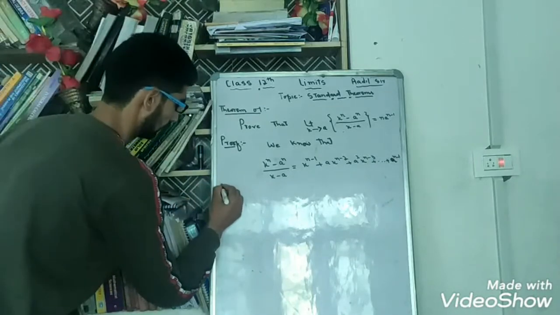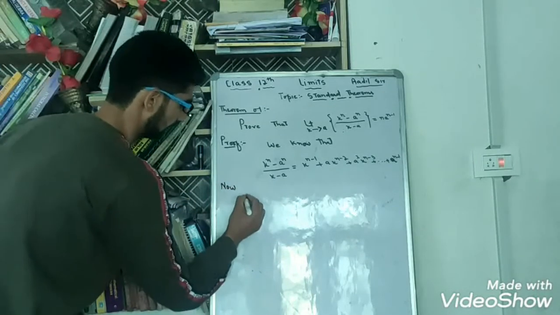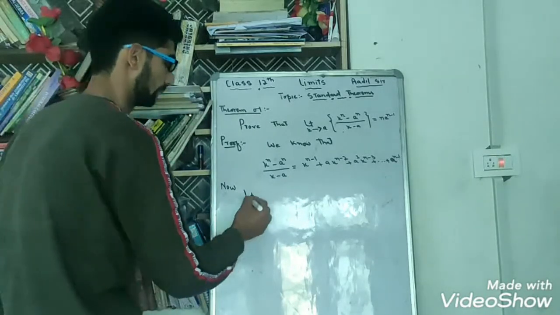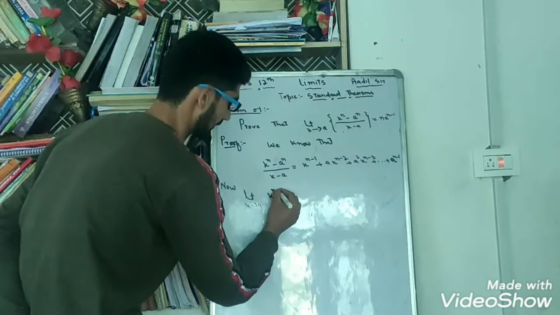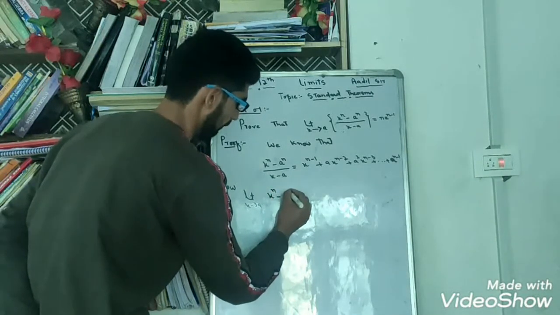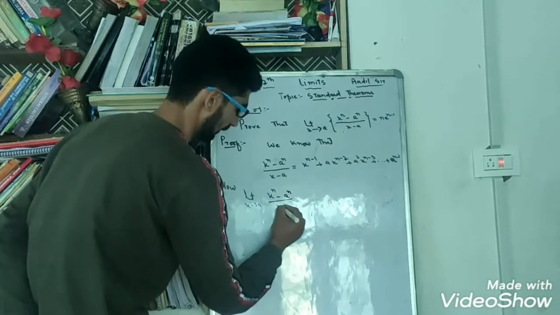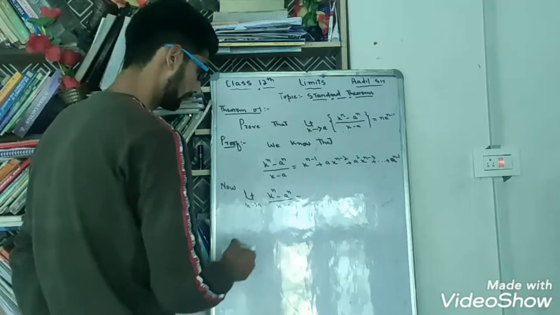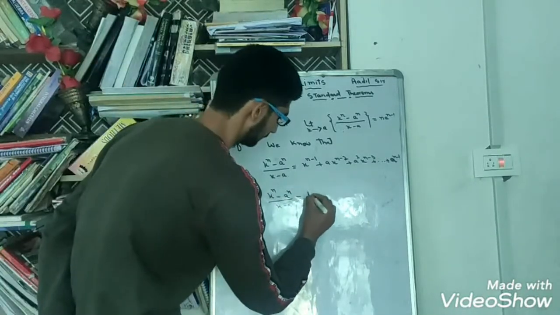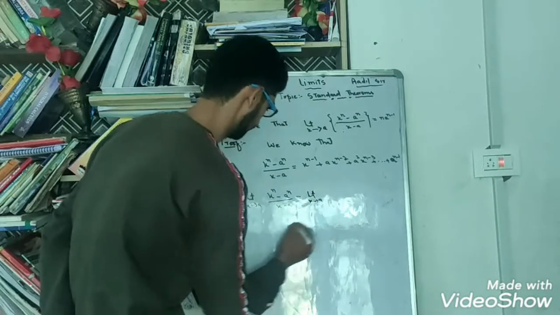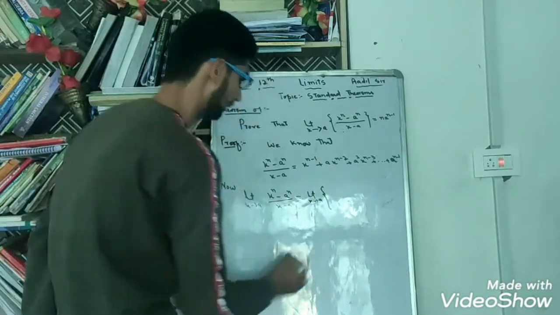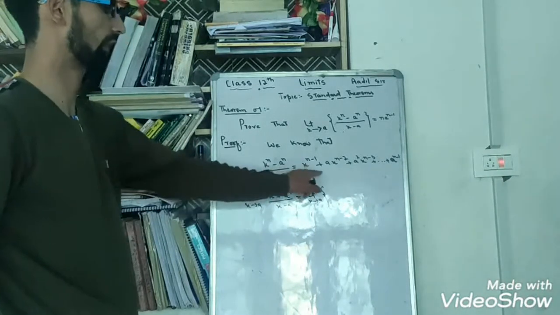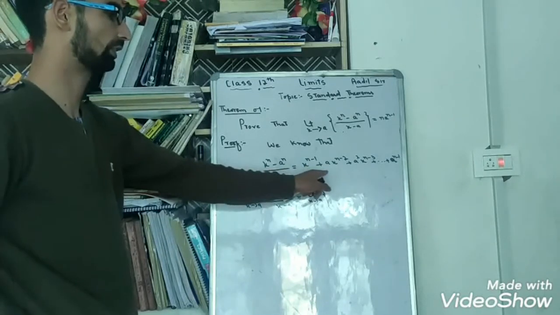Now this limit x tends to a of x power n minus a power n divided by x minus a is equal to limit x tends to a of this beta, and we have this one equals to this. We can replace this by these things, this expansion.